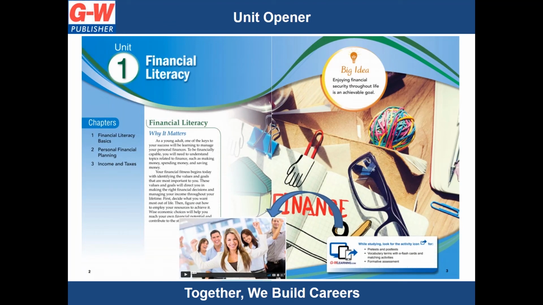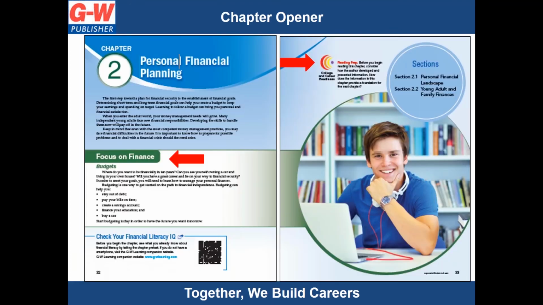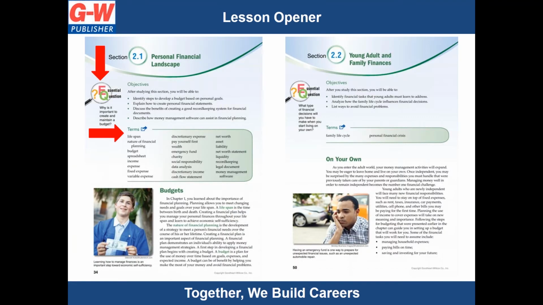Each unit opens with visually stunning images to engage young readers. Throughout the pages of the book, you will see the GW Learning icon. By clicking on it, students will go to the companion website for an interactive learning experience, as seen by the blue arrow. Each chapter opens with a Focus on Finance feature and a reading prep activity. Each lesson opens with an essential question and key terms.